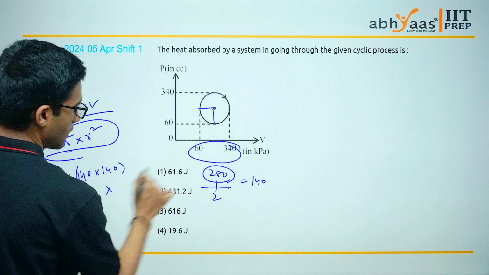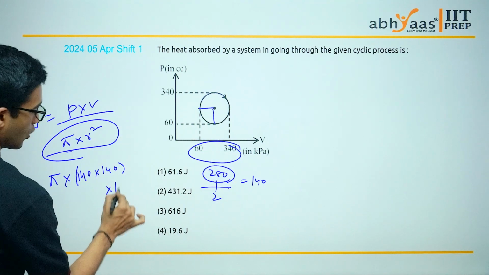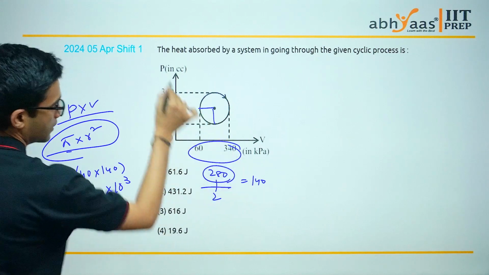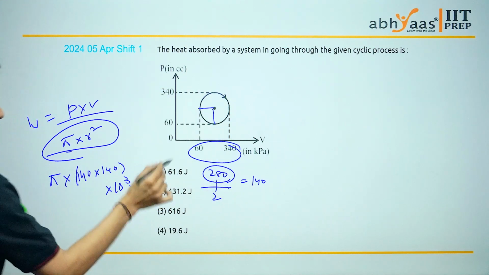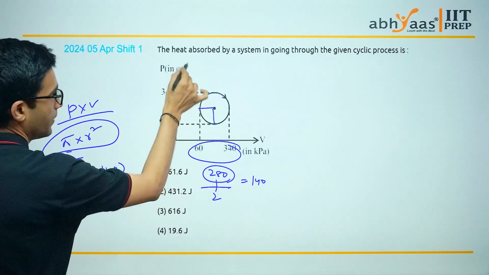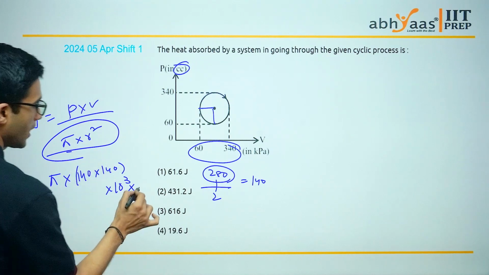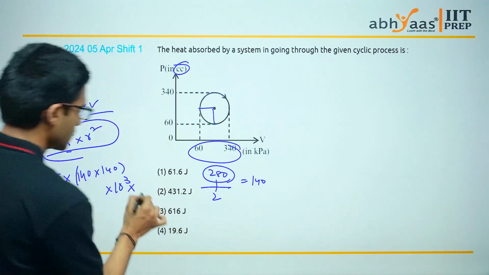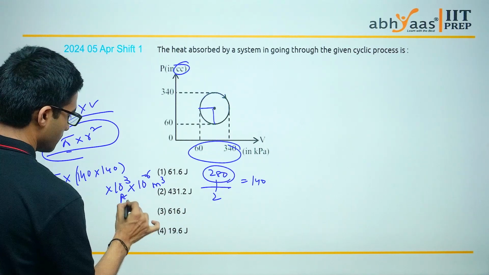But one is pressure, another one is volume. Pressure is given in kilopascal. Actually, it should be here 10 cube, kilopascal to pascal. In the question itself, that is wrong. And cubic centimeter, actually it should be in meter cube. So 10 power minus 2 cubed, that means 10 power minus 6 meter cube. This is pascals.